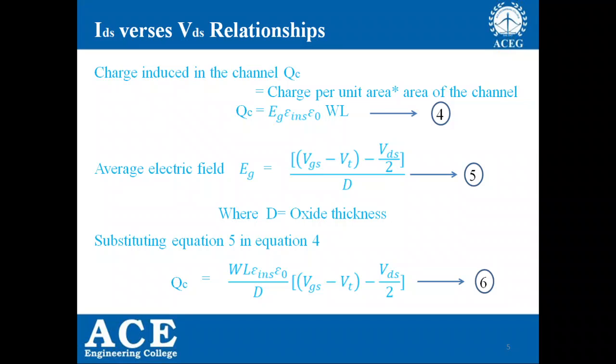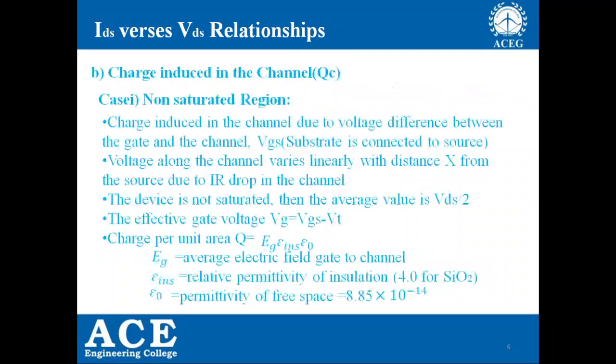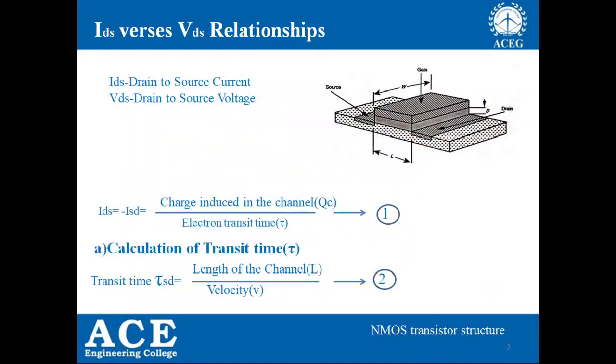So on this silicon dioxide thickness only we are applying this voltage Vgs minus Vt minus Vds by 2, and hence the electric field will become Eg, which is (Vgs minus Vt minus Vds by 2) by capital D, where capital D is the thickness of the oxide. So we can see here, this D is the thickness of this oxide layer which is just beneath the polysilicon gate.